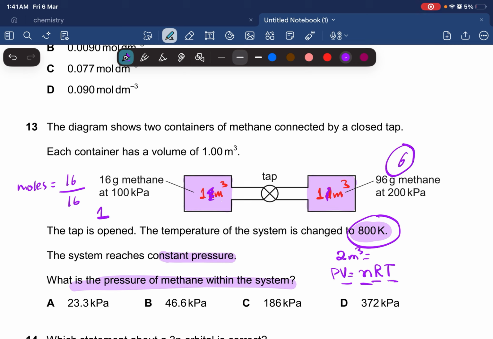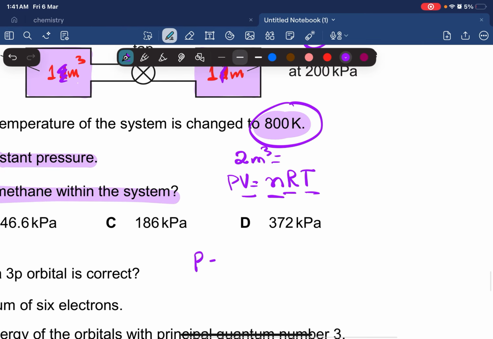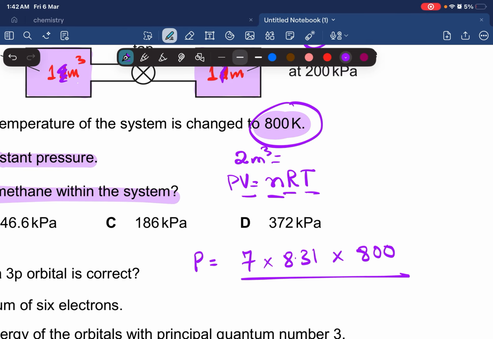So I have a total of 6 plus 1, 7 moles of methane that are going to be mixed together, right? So P equals 7 moles times R, which is 8.31, times 800, which is going to be my pressure, divided by my V. V is going to be 2. So let's see how much I get.